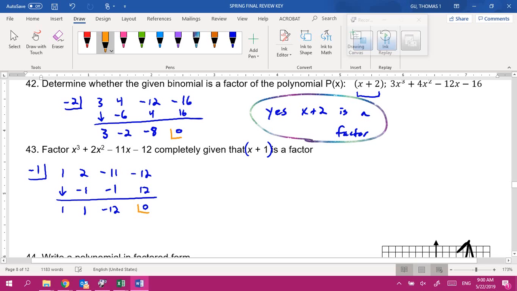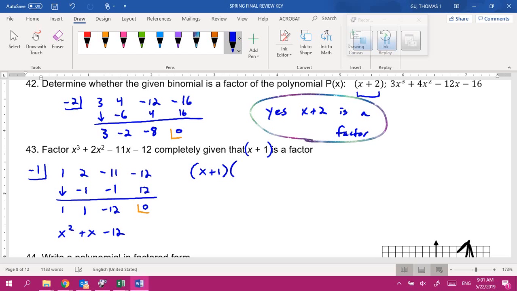So this is going to give me my new polynomial. So what is my new polynomial based on these coefficients? X squared plus x minus 12, right. So far this x cubed plus 2x squared minus 11x minus 12 is x plus 1 times x squared plus x minus 12. And so all I have to do is factor out the x squared plus x minus 12, right? So how can I do that?